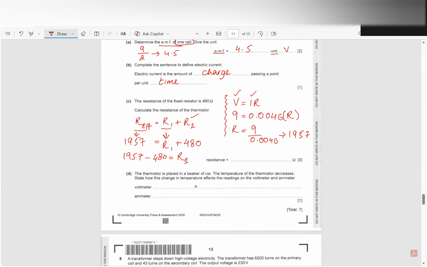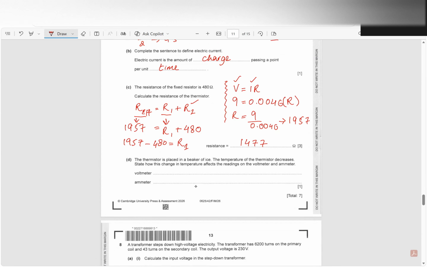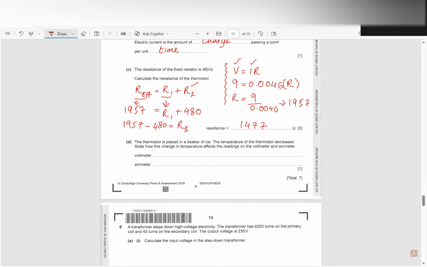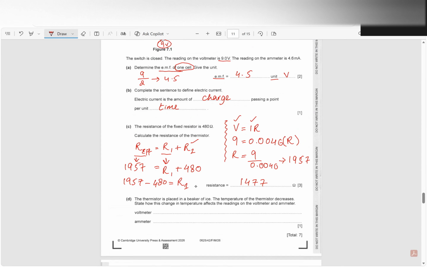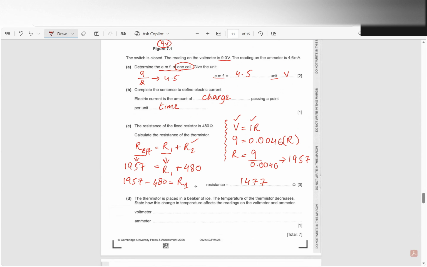So the answer is going to be 1477 ohms. I hope that we understood. Moving on to the next part. It says the thermistor is placed in a beaker of ice. In other words, the temperature of the thermistor decreases. State how this change in temperature affects the reading on the voltmeter and ammeter.